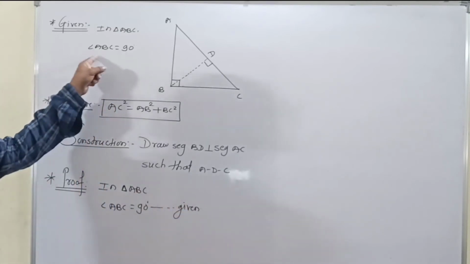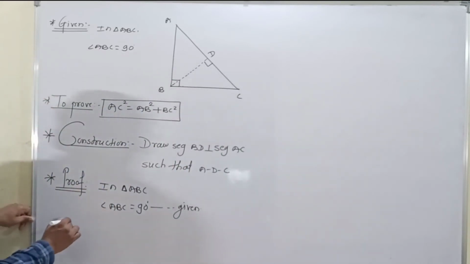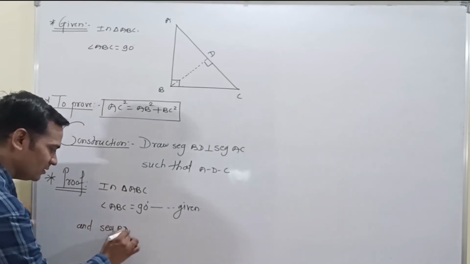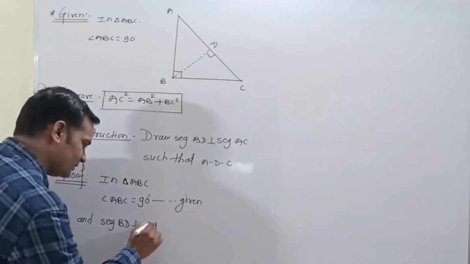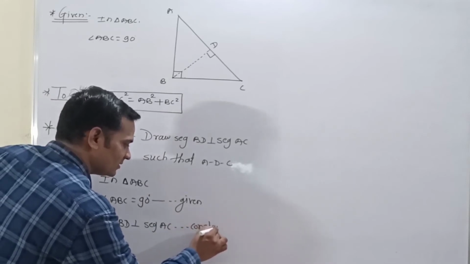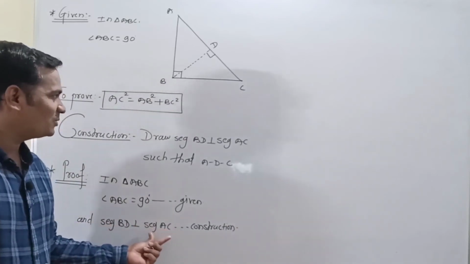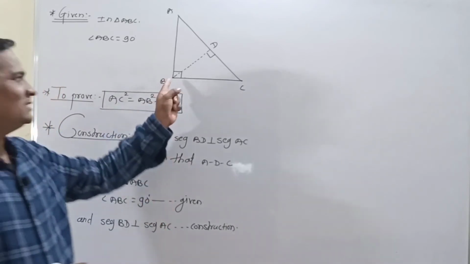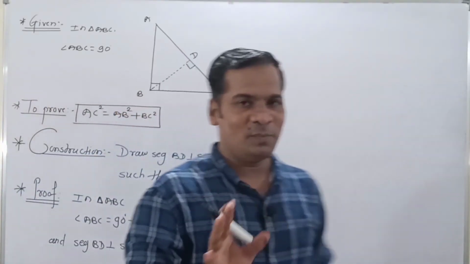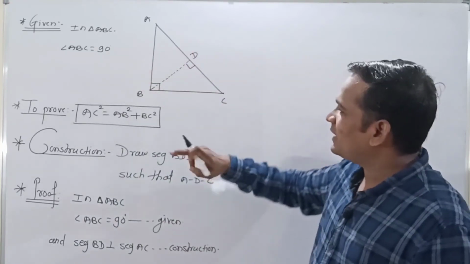Okay, look at this. Angle B is equal to 90 degrees. Segment BD is perpendicular to segment AC, and this is from construction. Now, if BD is perpendicular to AC, that means we have to use that property, the similarity in a right angle triangle. So what is that similarity in a right angle triangle?